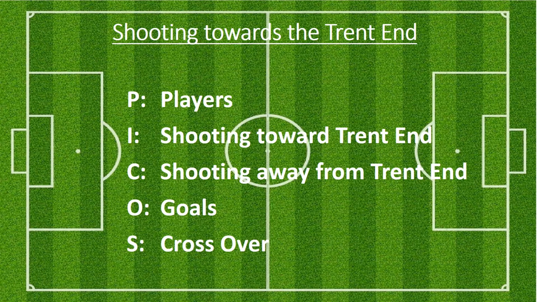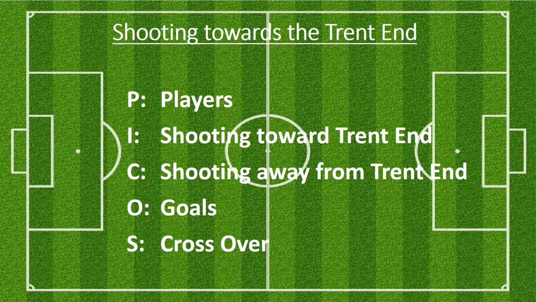Now, the example I thought of is that the intervention would be shooting towards the Trent end. Let's say we set up a scenario whereby we made them shoot towards the Trent end for a period of time in a certain circumstance. Well, that's the question, the thing that we're interested in. That's what we want to find out. So that becomes our intervention, that's what we're going to change.